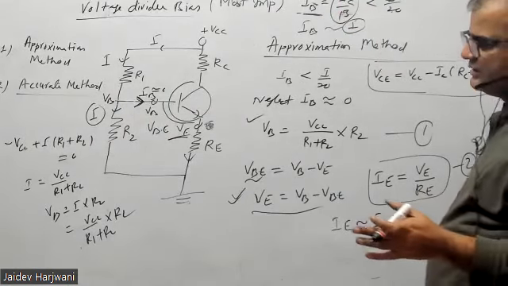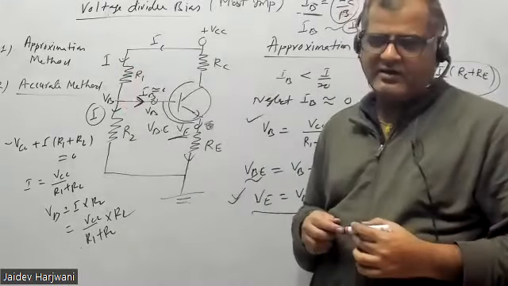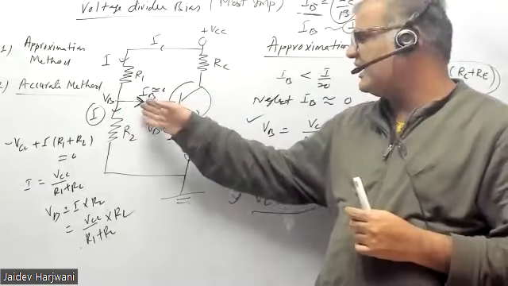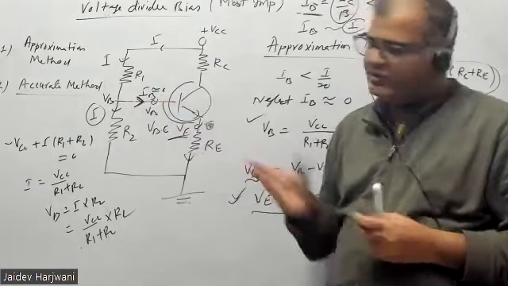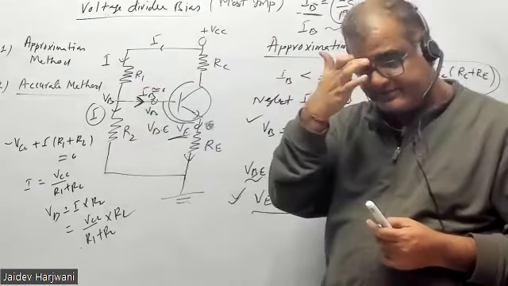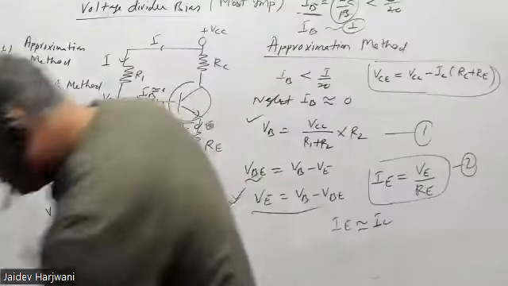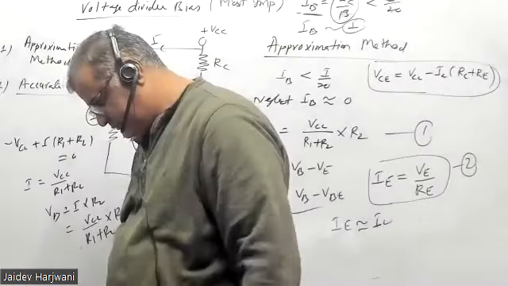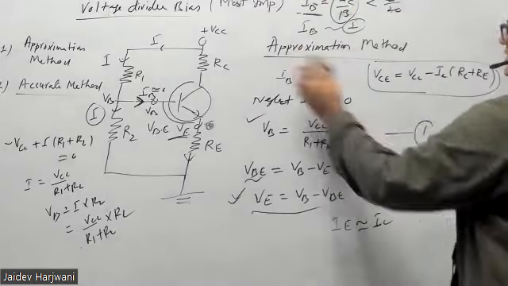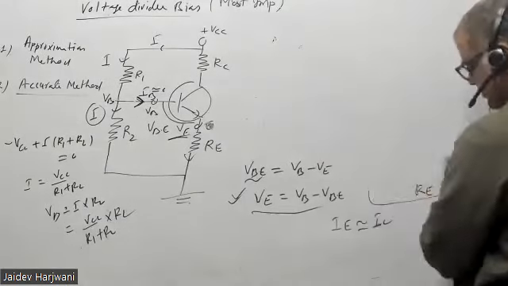Suppose the current I is 100. Now 100 divided by 20 is how much? 5. If your IB is less than 5 also, then you can say my assumption is correct. Compared to the total current, this current is nothing, so I can neglect it. Clear? Yes, sir. That's the only thing. So you can neglect IB. Now, we'll do a lot of problems of this circuit, so let me start with one problem.